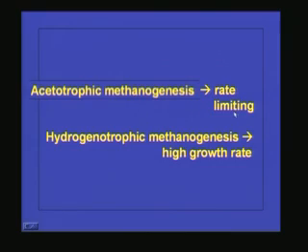Acetotrophic methanogenesis is rate limiting, and hydrogenotrophic methanogenesis, because of the high growth rate, will have a large number of microorganisms coming under this category. So this rate will be very, very high, whereas the microorganisms which can form methane from acetate are only very few. So definitely this will be the rate limiting step.